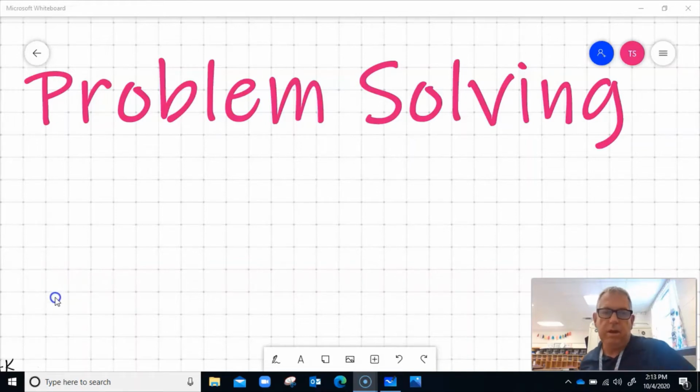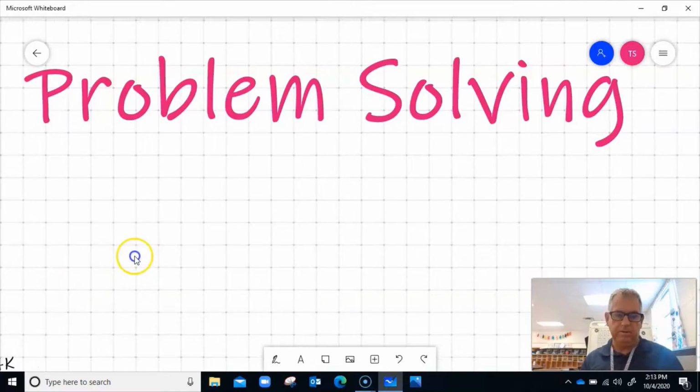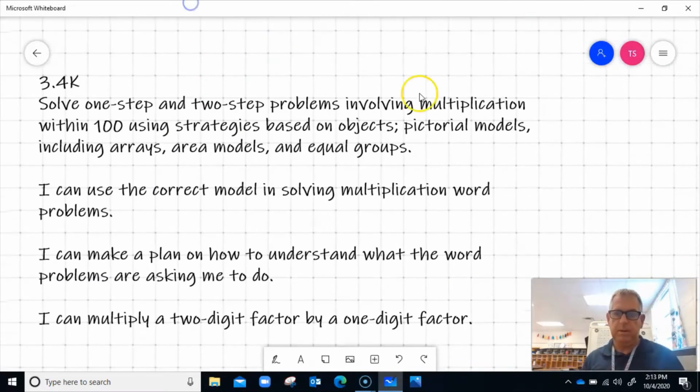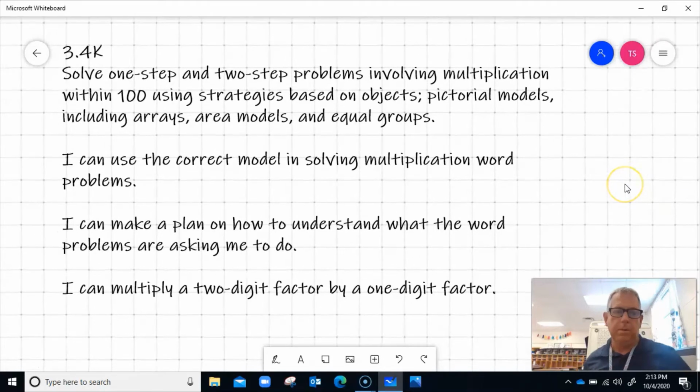Okay, today we're going to be working on problem-solving strategies. Let's go ahead and look and see what our lesson objective is today. Okay, we're going to be working on TEK 3.4K, and it's solve one-step and two-step problems involving multiplication with 100 using strategies based on objects, pictorial models, including arrays, area models, and equal groups.